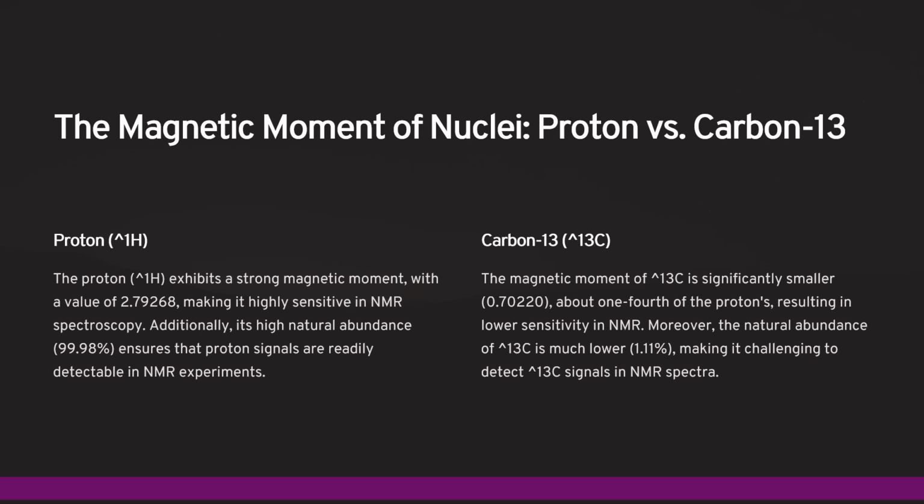In contrast, carbon-13 has a much smaller magnetic moment, with a value of 0.70220, which is about one-fourth the strength of the proton's magnetic moment. This results in weaker signals for carbon-13 in NMR spectra. Moreover, 13C has a much lower natural abundance. Only about 1.11% of carbon atoms are carbon-13. This lower abundance makes detecting 13C signals in NMR experiments more challenging, often requiring specialized techniques or longer acquisition times.